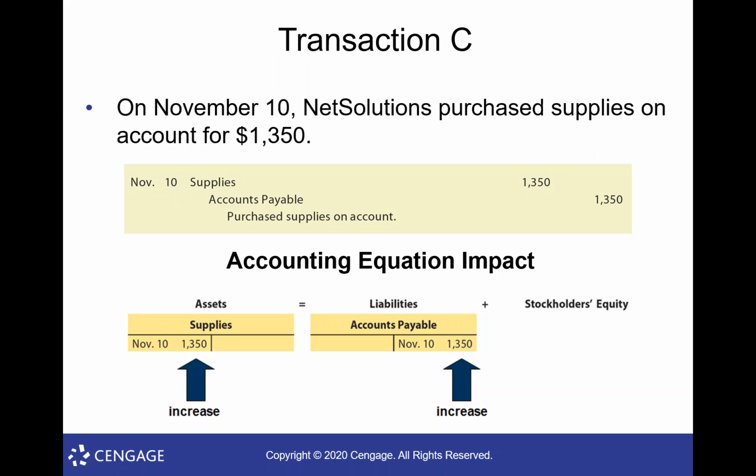So supplies is an asset. It will increase with the debit. And then accounts payable. What type of account is accounts payable? It's a liability account, and it's increasing. And so it will increase with a credit because that's the rules, right?